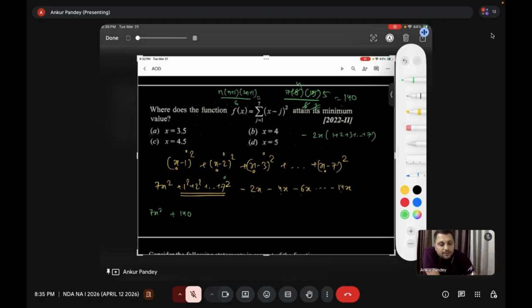What is the sum of these 7 terms? So n upon 2, first term plus last term. Clear? 28. So this is negative 56x. Understood the function? Yes or no? So the function is 7x square minus 56x plus 140. How do we find the maxima minima? So we will say, sir, we will differentiate. So y dash equals 14x minus 56. Yes or no?